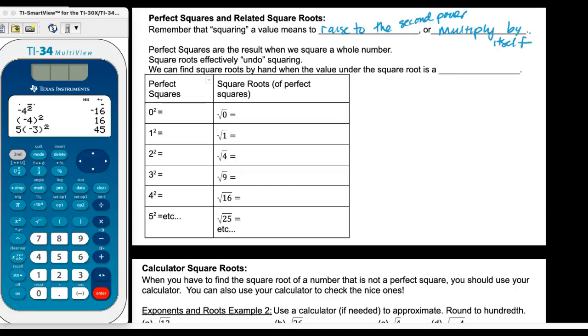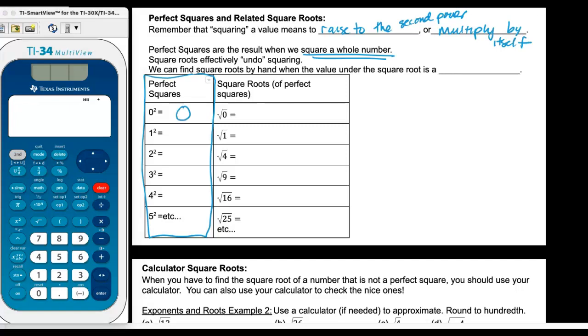Perfect squares are the result when we square a whole number. So let's look at this table. We're going to first look at the first column of this table down here. So if we think about whole numbers, the first whole number is 0. So what do we get when we square 0? 0 times 0 just gives us 0.